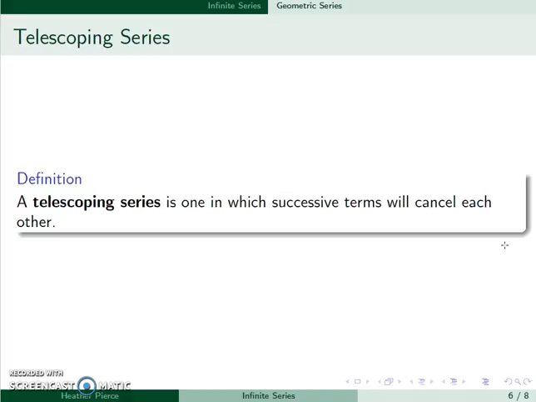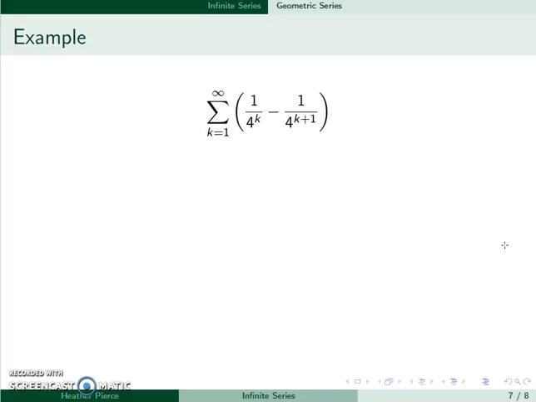So next is a telescoping series. A telescoping series has successive terms that cancel each other out. So for example, here, if I look at the nth partial sum, Sn, then I'm going to start with k equal to 1 and have 1 over 4 minus 1 over 4 squared. So this is k equal to 1.